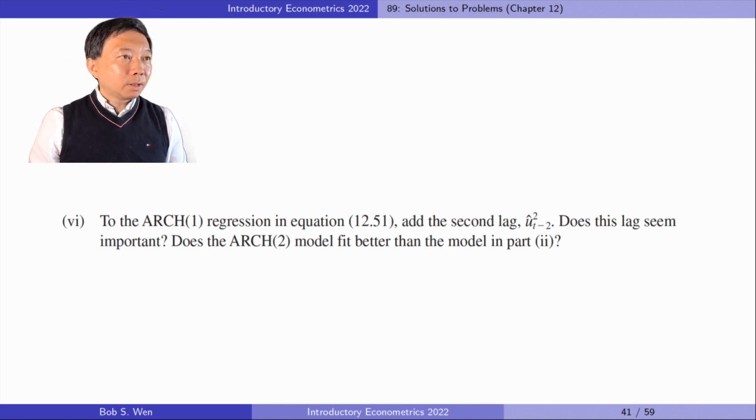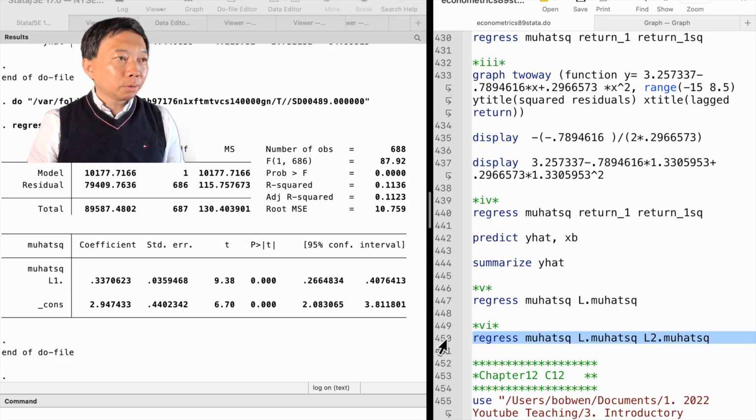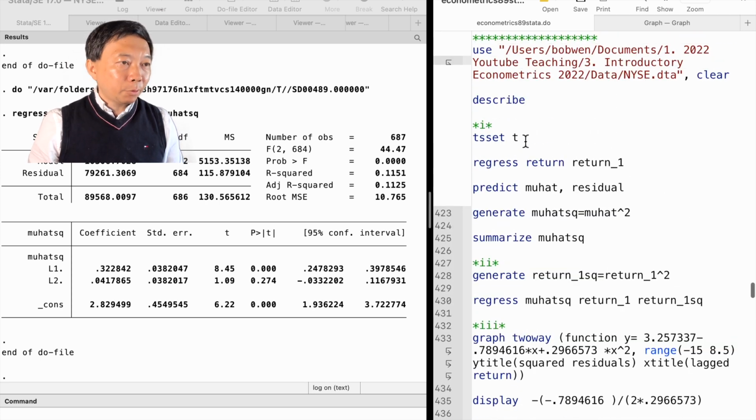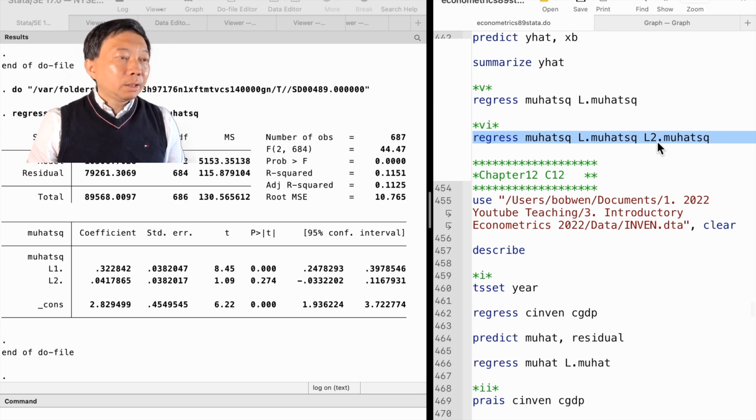In part 6, we add the second lag to the Arch 1 regression in equation 12.51. Does this lag seem important? Does the Arch 2 model fit better than the model in part 2? The second lag of the squared residuals is not statistically significant at the 10% level. The coefficient is also tiny, so it is not important. The adjusted R-squared is 0.1125, which is still lower than that from the model in part 2. Notice that we can use the capital L dot and capital L2 dot operators after declaring the time series data with the tsset command.